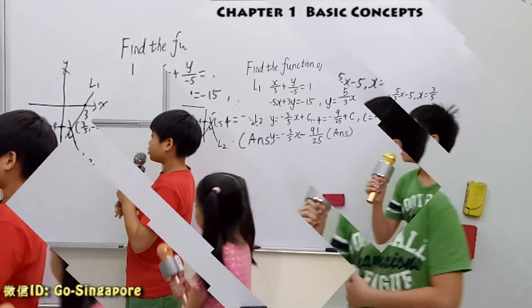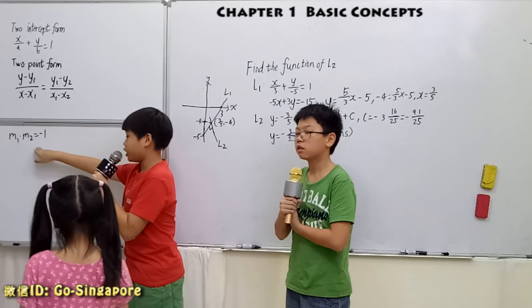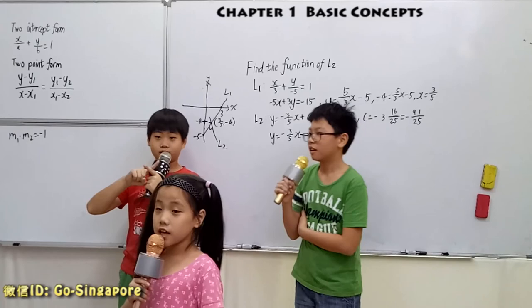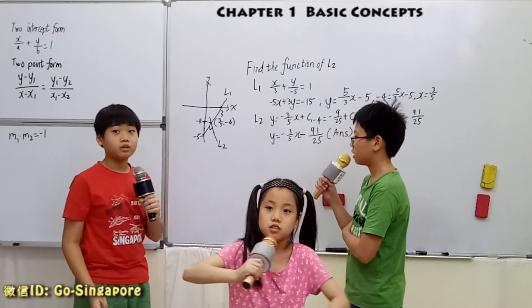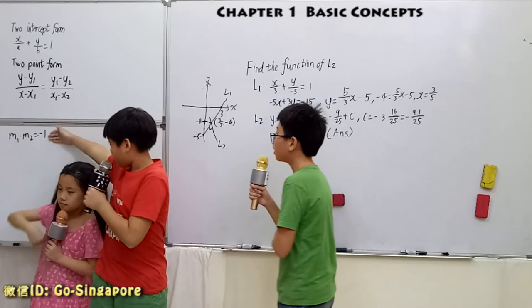So for this time, we mainly use the two-intercept form and the two-point form. But you need to remember this for the perpendicular. Remember, this is only for the perpendicular lines. And if they are parallel, what will happen? The gradient is the same. Okay, so if parallel, we'll use... That, this is perpendicular.